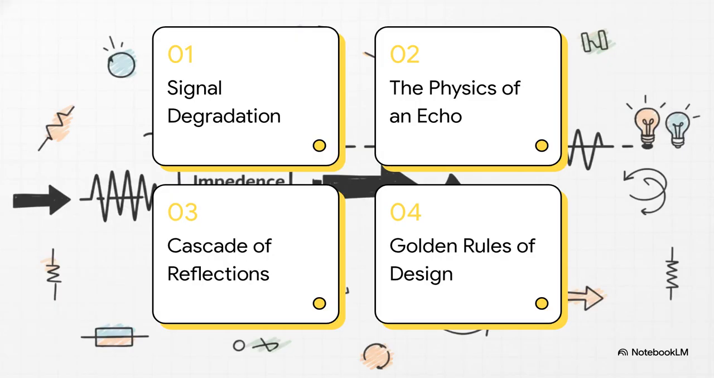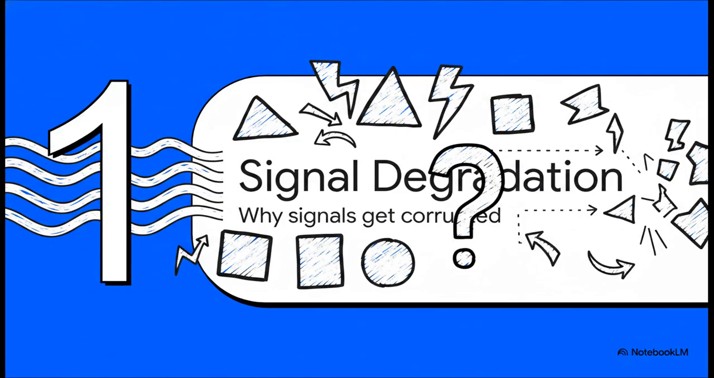First, we'll investigate the crime scene, the case of signal degradation. Then, we'll uncover the actual culprit by digging into the physics of an echo. After that, we'll see the full extent of the damage in what's called a cascade of reflections. And finally, we'll lay down the law, the golden rules of design that stop this crime from ever happening again. All right, let's start by looking at the problem head-on.